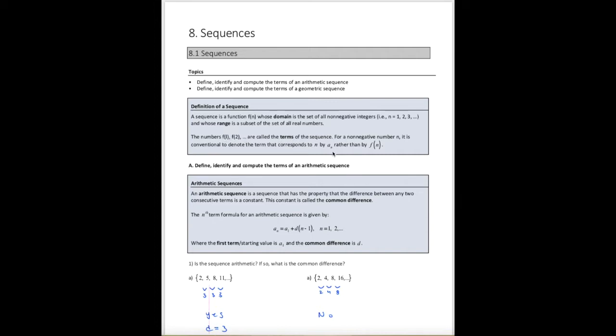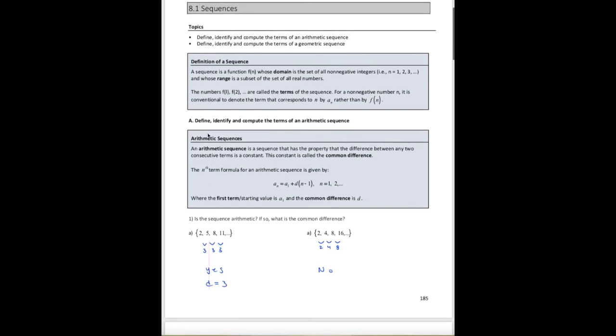And instead of using f of 1, we're going to do this a sub n thing. So the first term would be a sub 1. The second term would be a sub 2. So this is a way to indicate where in that list of numbers that value is. And it's the same thing as f of n. It's accomplishing the same thing, but this a sub n is going to be our notation for sequences. And then in terms of sequences, we're going to see two flavors: arithmetic, which is the first one we'll look at down here, and then also geometric.